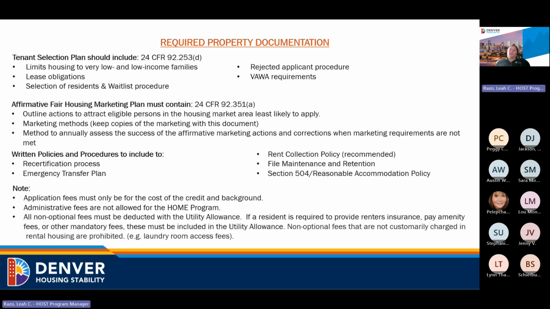All right, so first up, what are some of the documents that you should have in place for your property? If you have a loan agreement and a covenant with the city for HOME funded units, first, you should always have a tenant selection plan in place. That plan should talk about how you're providing housing to low and very low income families. It should talk about the lease obligations, how you're selecting the residents, if you have a waitlist procedure and what that is, and how you are responding to rejected applicants and why applicants may be rejected.